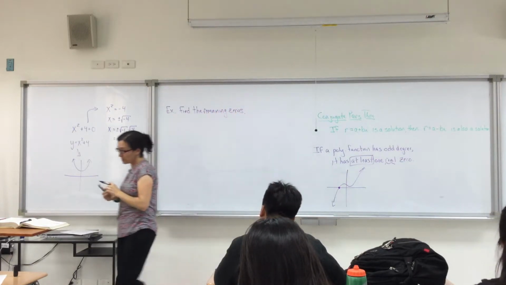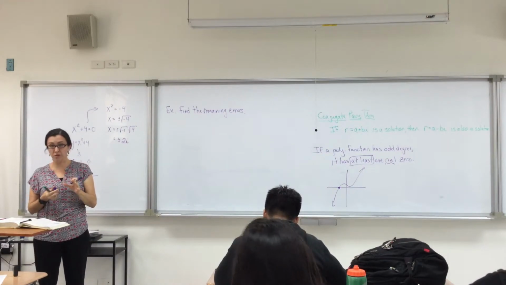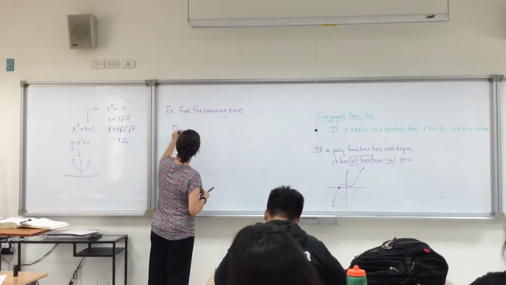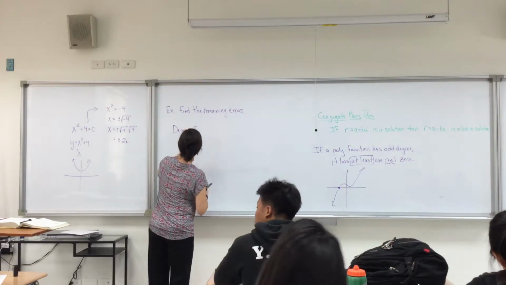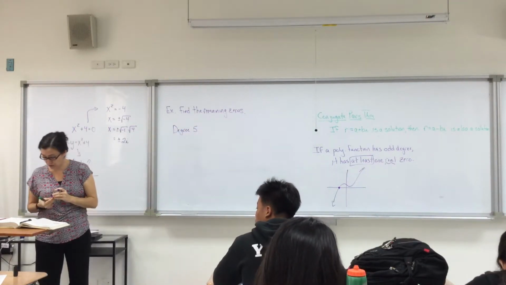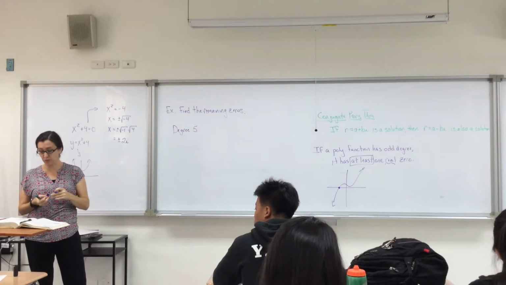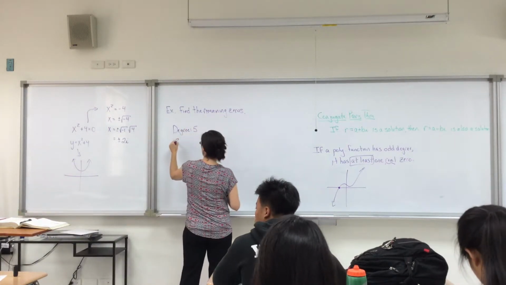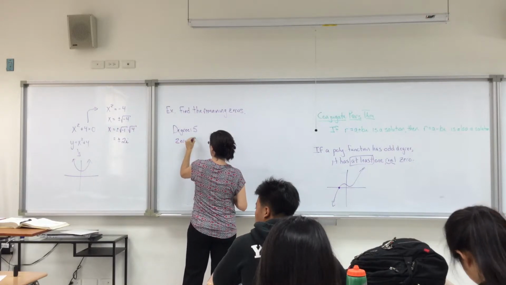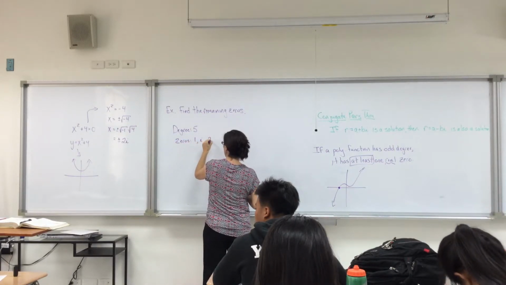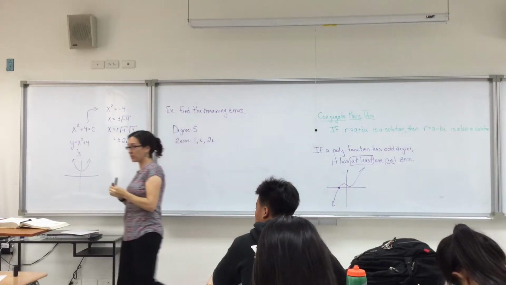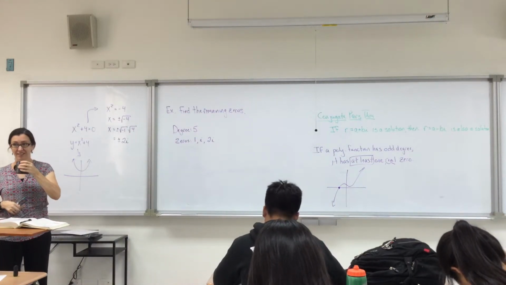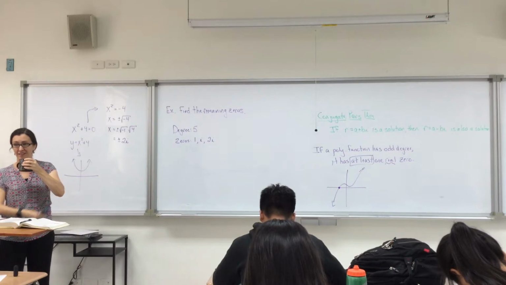Let's say I tell you that it's a 5th degree polynomial, and I'm going to give you some zeros: 1i and 2i.